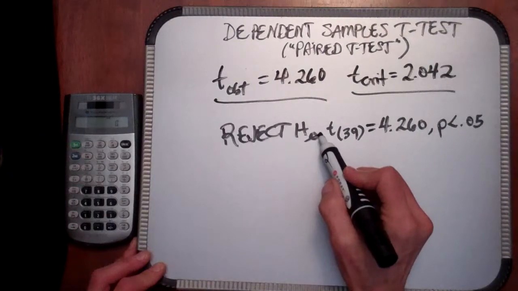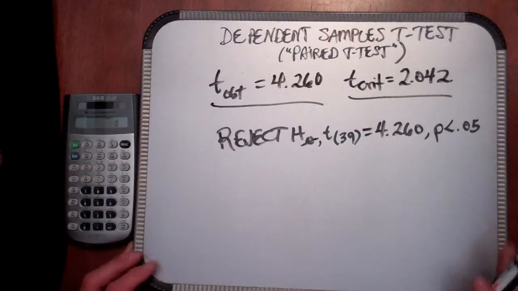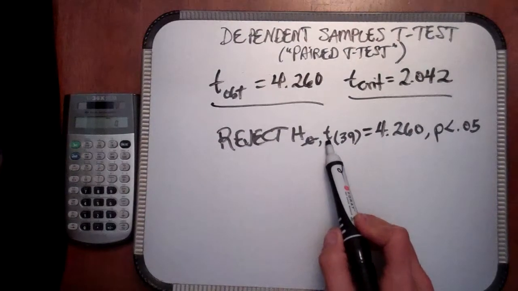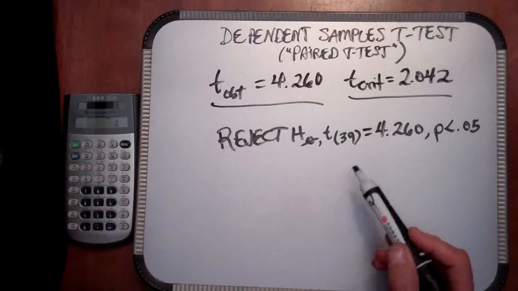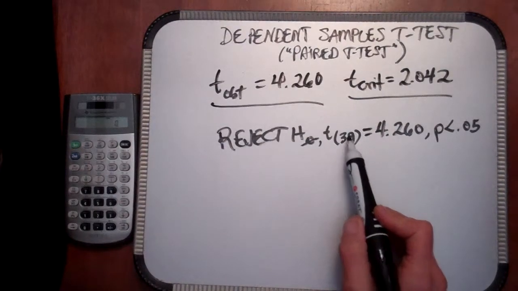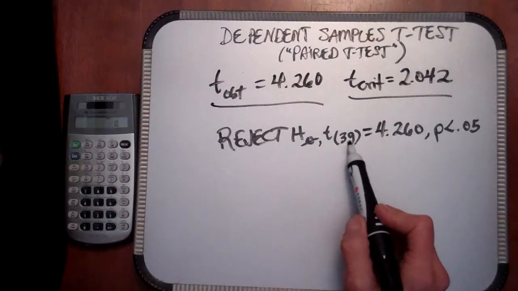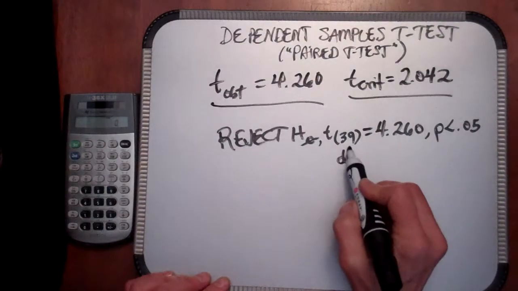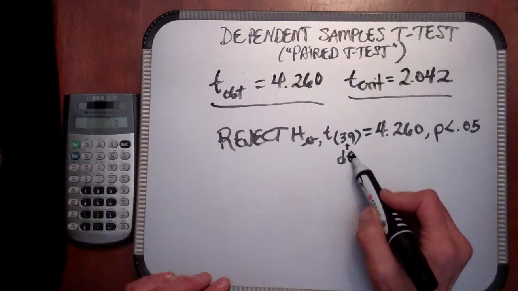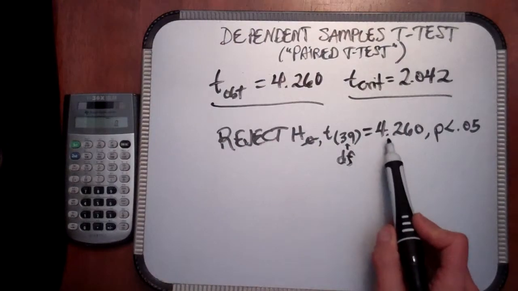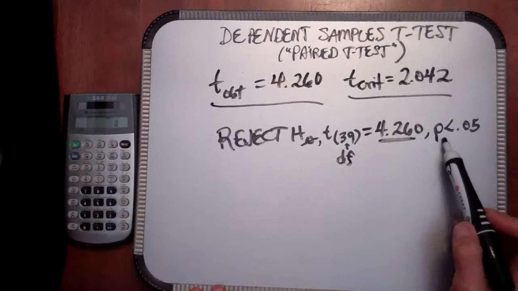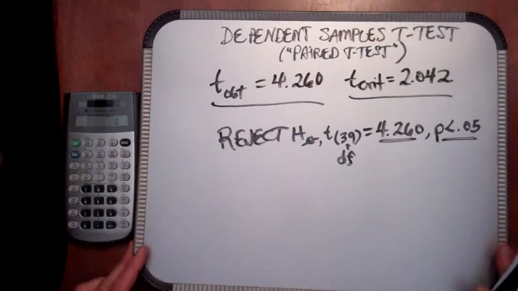You reject the null hypothesis that there is no difference between scores collected after condition 1 versus after condition 2 for these subjects. And you conducted a t-test, a paired t-test in this case. Your degrees of freedom for the sample size of 40 is 39, degrees of freedom being n-1 for the paired t-test. And the t-value that you obtained is 4.260, and that is significant at a probability of less than 0.05.